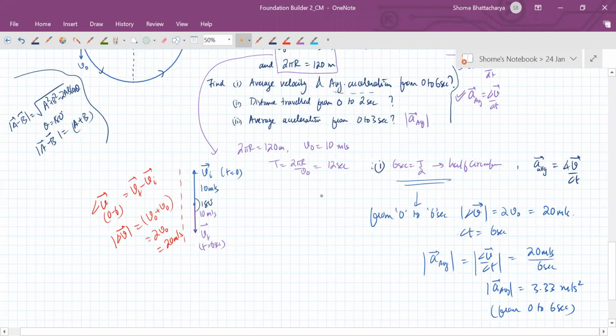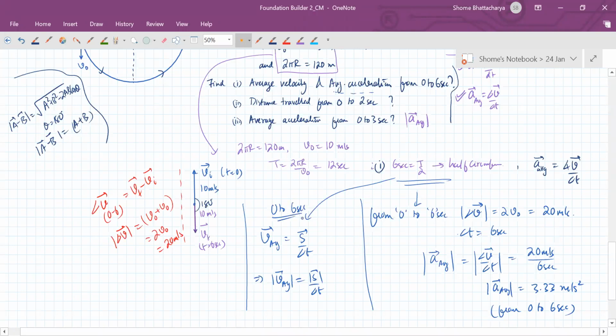Okay. Now we also want to calculate the average velocity in this. So average velocity क्या होता है? It is displacement upon time. So magnitude of average velocity is magnitude of displacement divided by time. So for 0 to 6 seconds, what is the magnitude of displacement? It's one diameter, no?